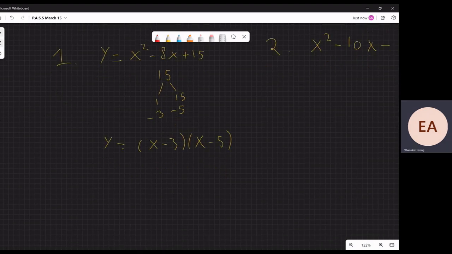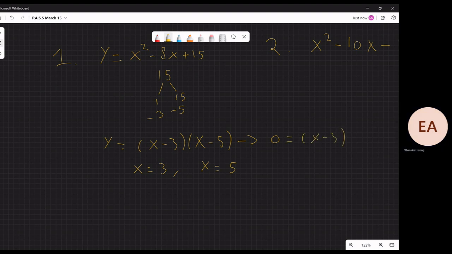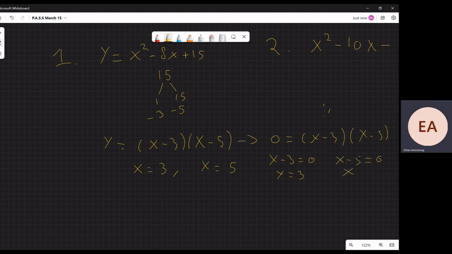And therefore, x equals 3 and x equals 5. To find that, you'd set it equal to 0. So 0 equals x minus 3 times x minus 5, and x minus 3 would equal 0. We're setting each of these equal to 0 because with these things multiplied together, one of them has to equal 0. So in this case, x equals 3, and then here we have x minus 5 equals 0, and x would equal 5.